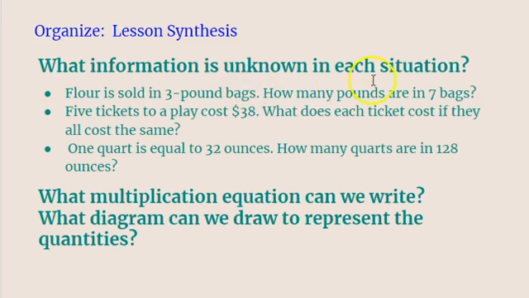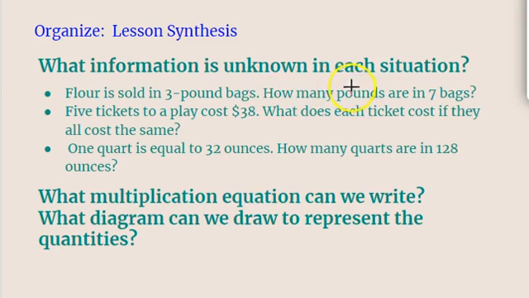What's the unknown here? Yeah, the total in 7 bags, right? We know that we have 3-pound bags. There are 7 of them. We don't know the total. What about here? 5 tickets to a play cost $38. What does each ticket cost if they all cost the same?